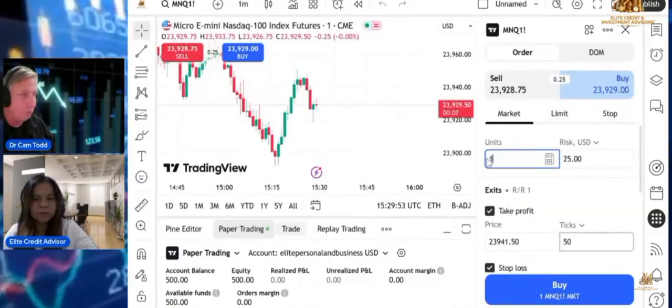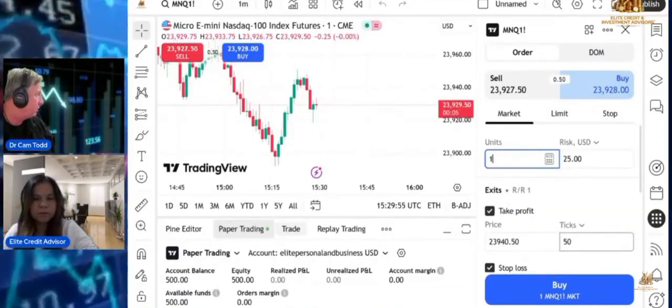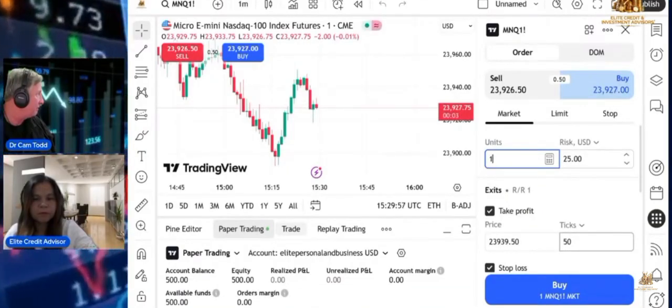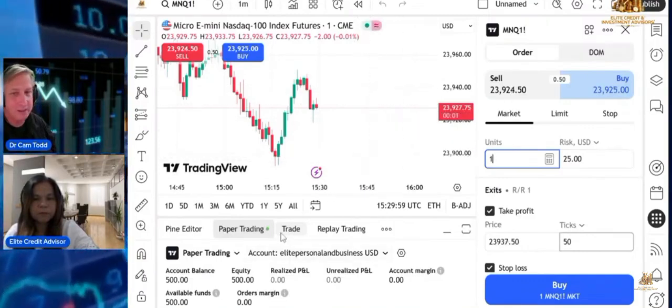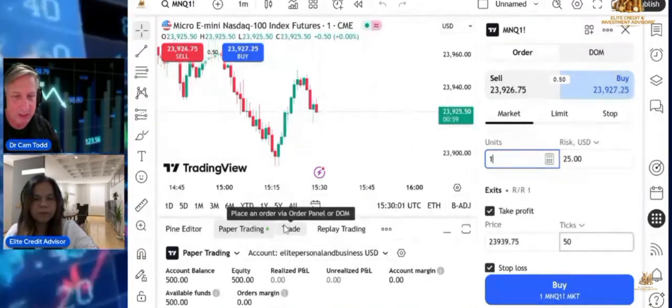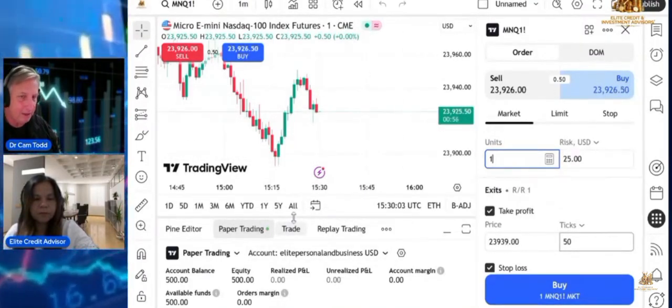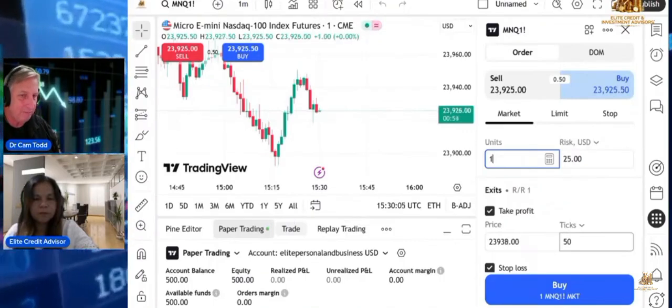We want to put in it. So we're going to start with 1 unit. I'm starting with 1 unit, so my risk is $25. Okay. Once again, this is live market trading data. This is exactly the same data that you would be seeing if you were trading real money.